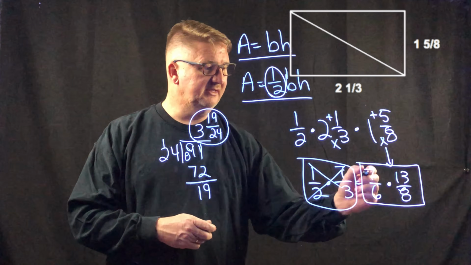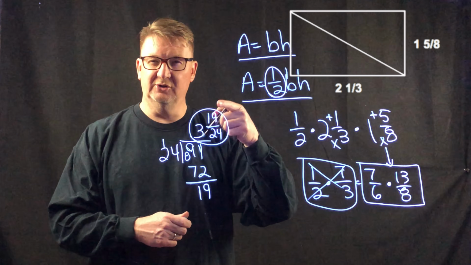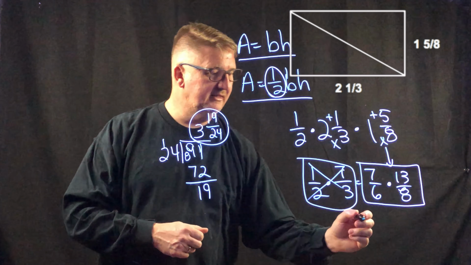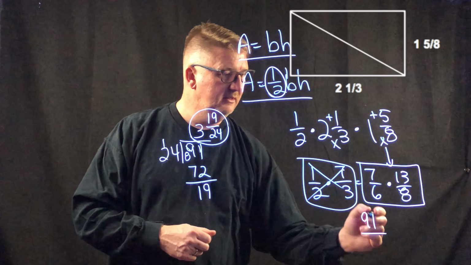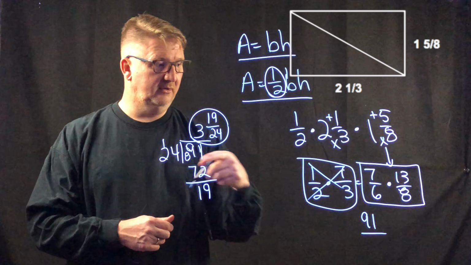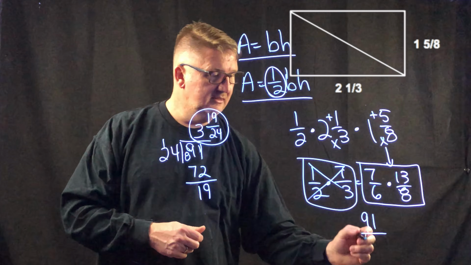So check to see if I can simplify. I can't. Should have picked a better problem. All right, 7 times 13, I think we had that at 91 over, and if you remember correctly, that was the same number we had before. And then 6 times 8 is 48.